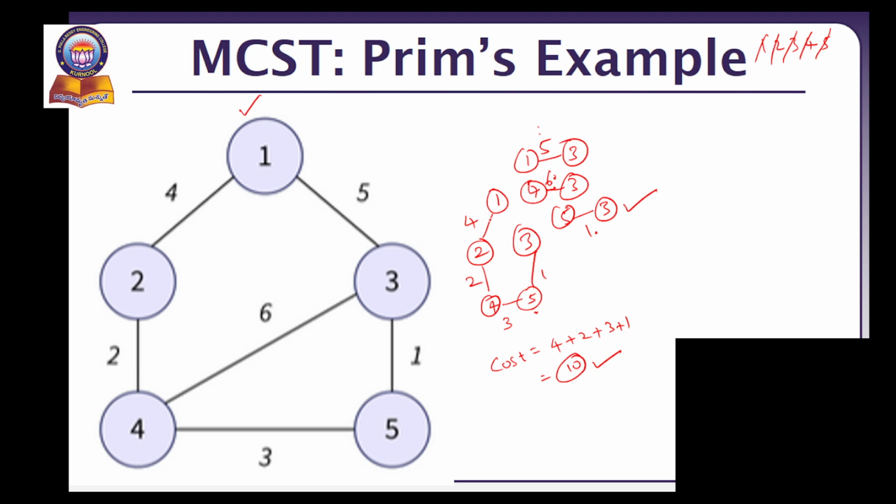That is, from 1 to 2 and similarly 2 to 4 and similarly 4 to 5 as well as 5 to 3, with the total cost equal to 10. This is the minimum cost spanning tree, which can be solved using Prim's algorithm.